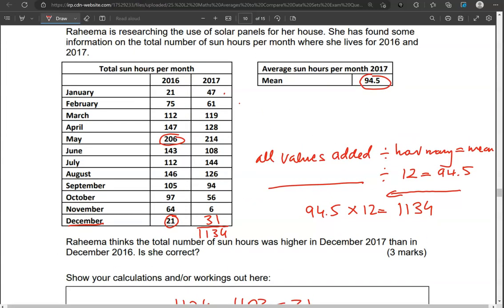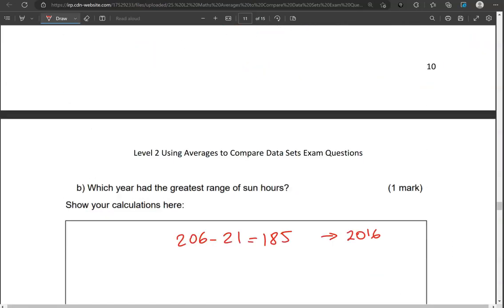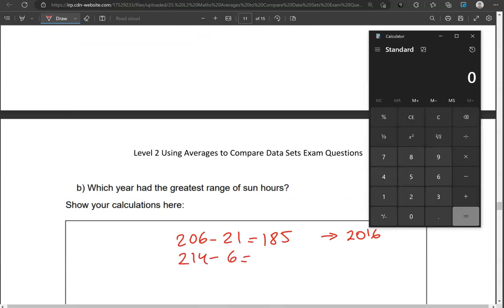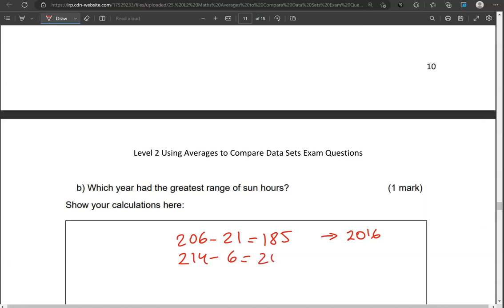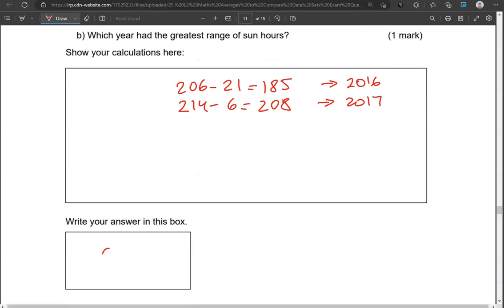For year 2017, the highest value is 214 and the lowest is 6. So 214 take away 6, which is 208. So year 2017 has the greatest range of sun hours.